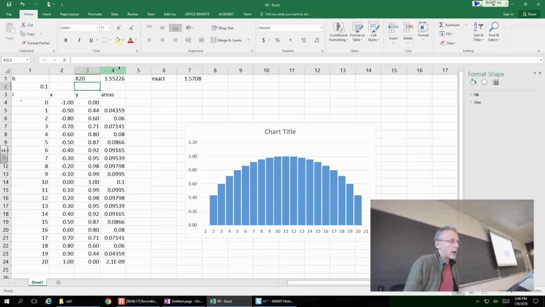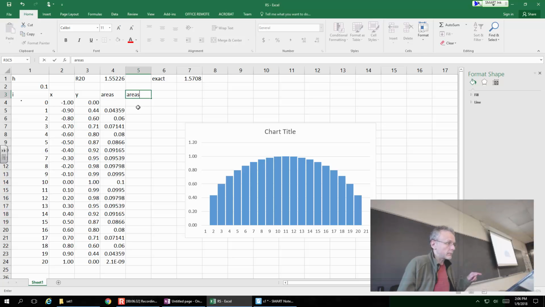Okay, now what I'm going to do next, how about I have now also areas, but I want to have the left-hand sum.